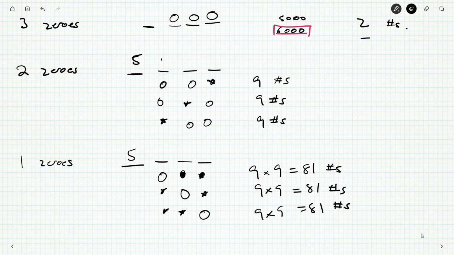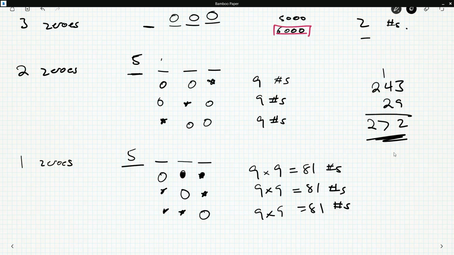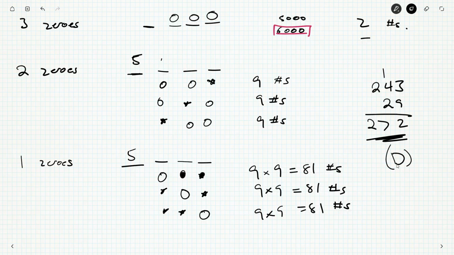So we get 2 plus 9 plus 9 plus 9, so that's 2 plus 27, that's 29. Plus 3 81s, that's 243. 243, and then plus 29 is going to be 2, carry the 1, 7, no carry, and a 2. So I'm going to say 272, and I didn't even need my calculator, and that's going to be D. So there we go. We broke it down into cases. We attacked them each methodically. We have all the possibilities laid out for us, and we just add things up at the end.